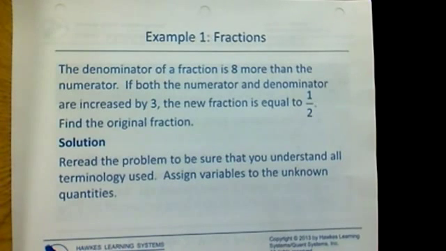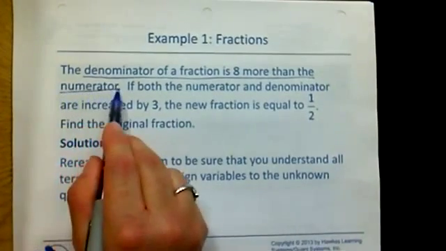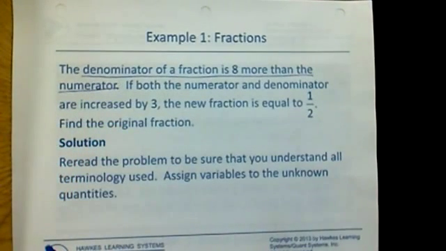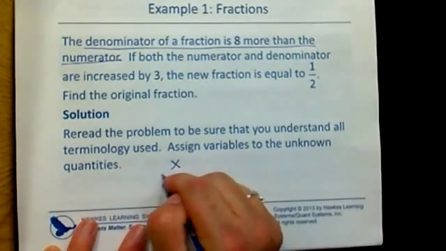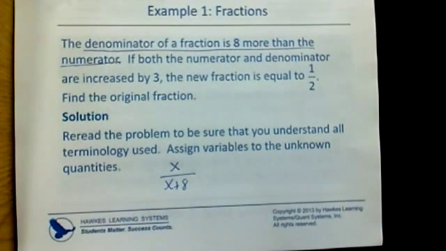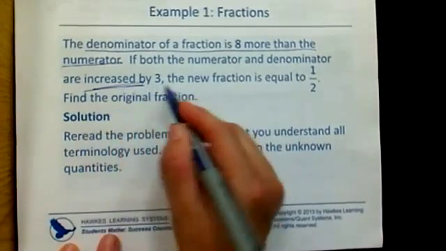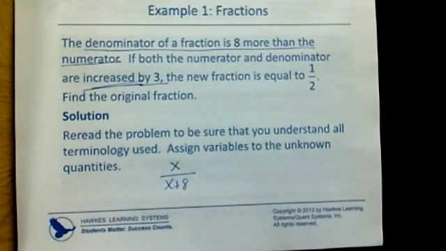It says reread the problem. Be sure to understand it. So what do I have? Well, the denominator of a fraction is 8 more than the numerator. So what does that mean? Yep, numerator is x. The denominator is x plus 8. Okay. Or we could say n in there if we're talking numerators. So you could say n over n plus 8. Then it says if both the numerator and denominator are increased by 3. What does increase mean?